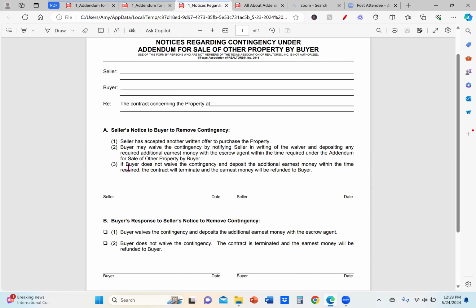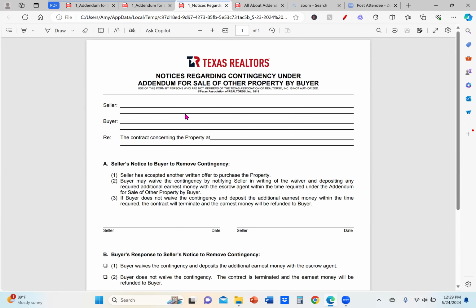And then 3, if buyer does not waive the contingency and deposit the additional earnest money within the time required, the contract will terminate and the earnest money will be refunded to buyer. So the seller signs this, sends it to the buyer, and the buyer responds with either they'll waive the contingency and deposit the additional earnest money with the escrow agent, or they won't waive the contingency and the contract will terminate and the earnest money will be refunded to the buyer.